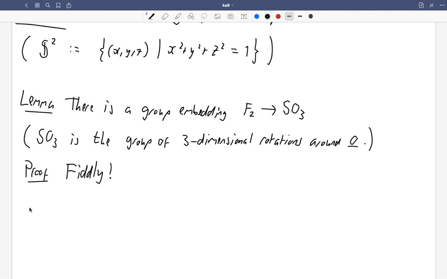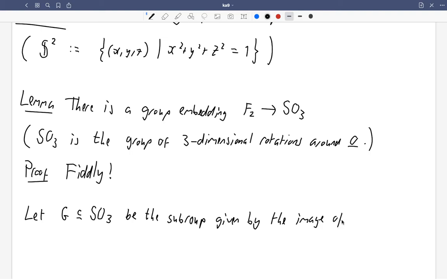So let's let G be the subgroup of SO3 given by the image of the embedding of F2 in SO3.